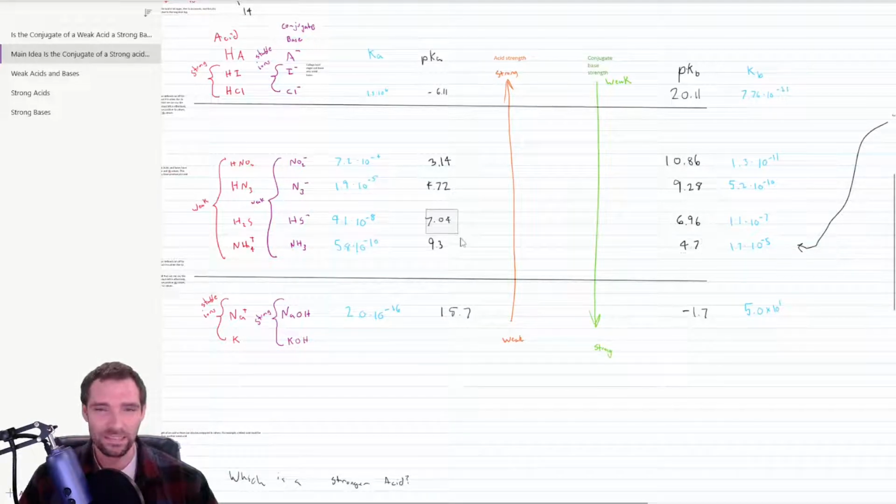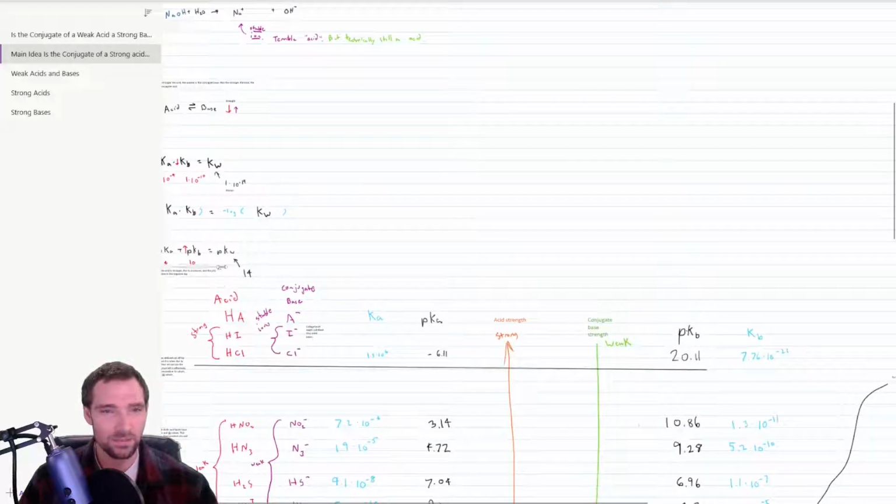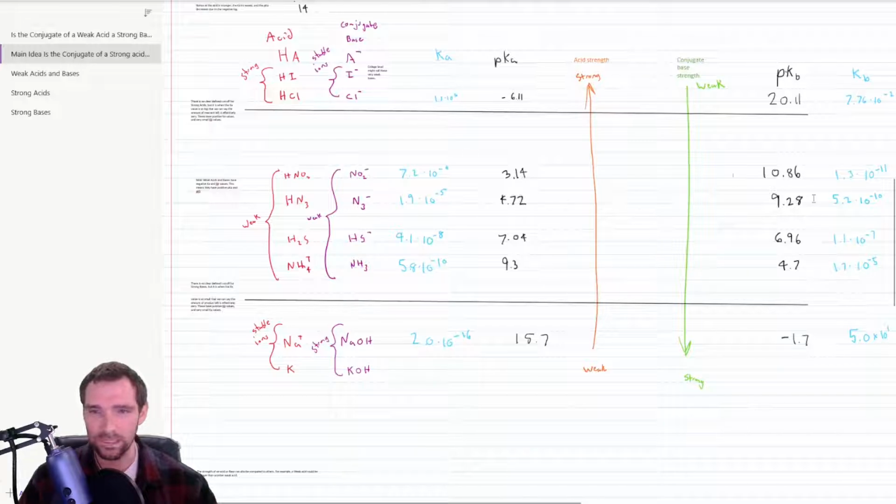And so for any of these things down here, if you had the same amount of the acid and the base, this is going to cause a basic solution when you mix that with water. So you can see that these two numbers add up to 14. That's also one of our rules: the pKa and pKb should always add up to 14. And when one of these goes up, the other one goes down.